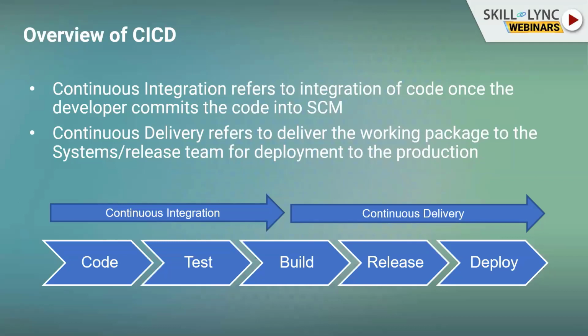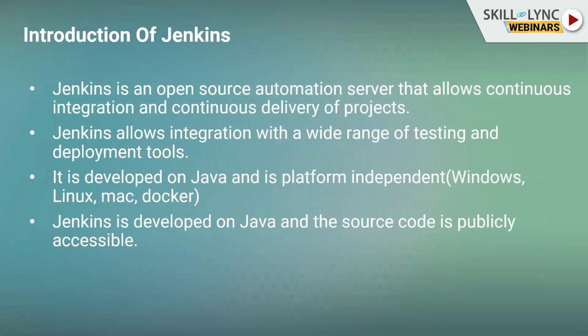Now in continuous integration, we have code, test and build. Once we build it, releasing and deploying come under continuous delivery. So this is a high-level view of CI and CD, continuous integration and continuous delivery. Now let's go to the introduction of Jenkins.